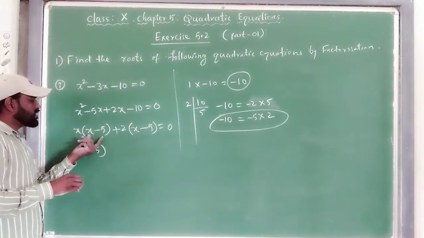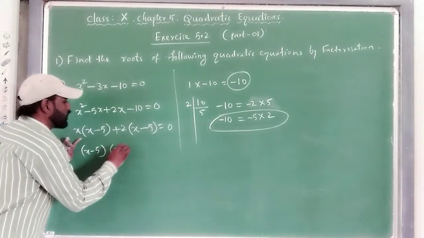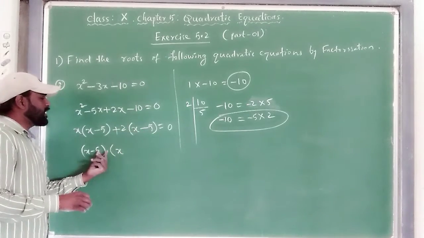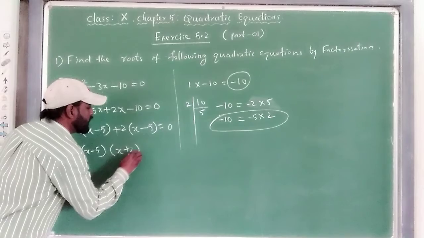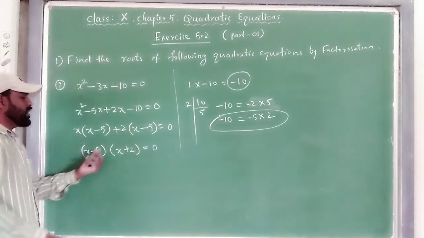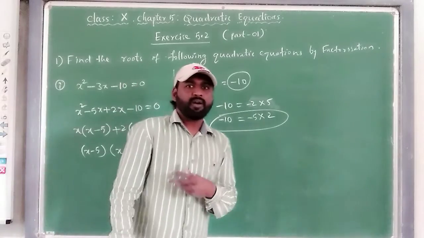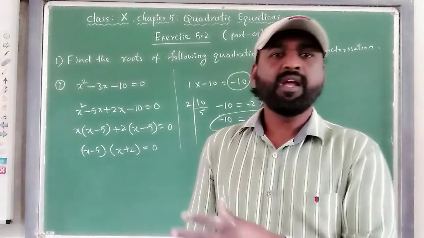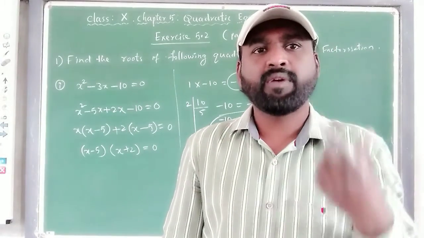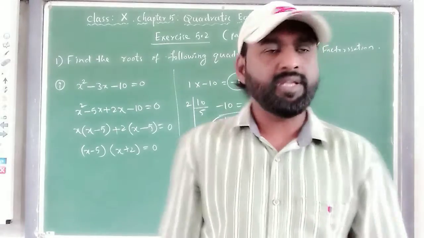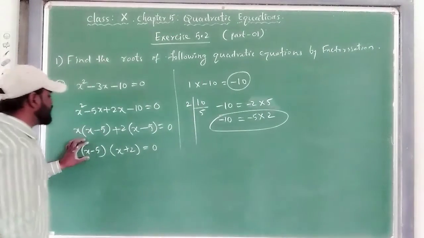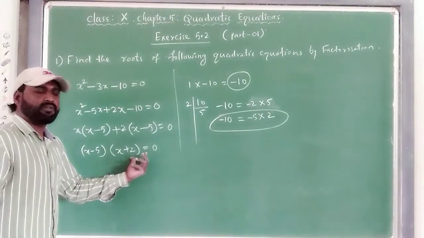Now x minus 5 has gone from this. What is remaining? x only. From this one, x minus 5 is taken out. What is remaining? Plus 2, equal to 0. What is this? The product of these two terms is equal to 0. When the product of any two terms is equal to 0, it means either one of them is equal to 0 or both are equal to 0. That means either x minus 5 is equal to 0 or x plus 2 is equal to 0.